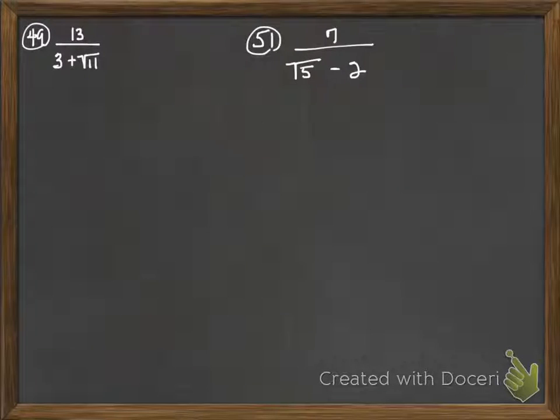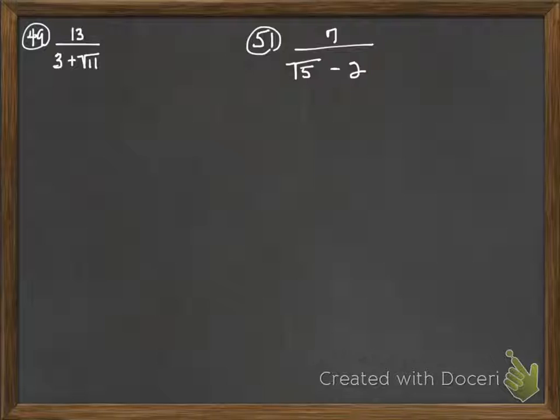Alright. 49 and 51 and I believe 53. There we go. We are not allowed to have radicals in the denominator.